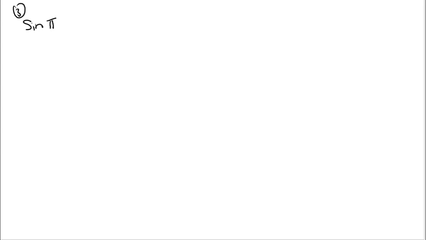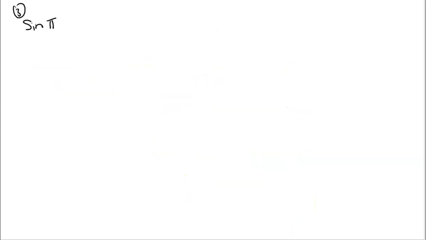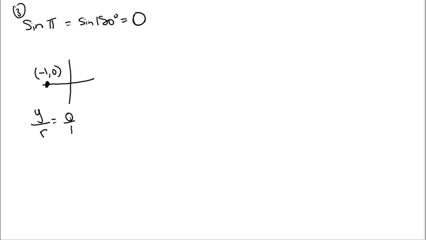Luckily, one of the first things that we recall is that half of a circle is pi, or 180 degrees. So this would be the same thing as saying the sine of 180 degrees. Now, I can't create a right triangle, but I know 180 is on this line right here. So if I have a point, we'll call it negative 1, 0, sine is made up of y over r. So this will be 0 over 1, which gives you a plain old 0.